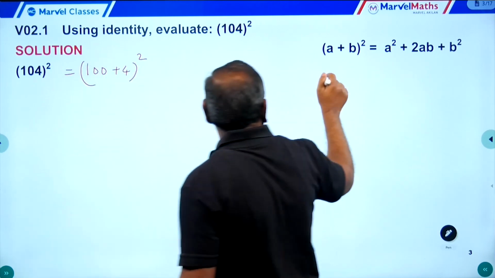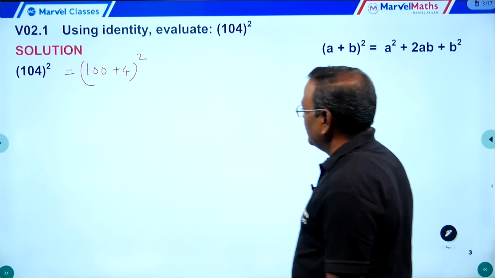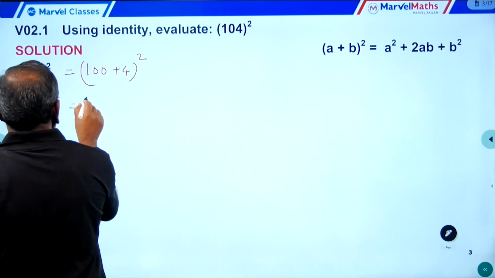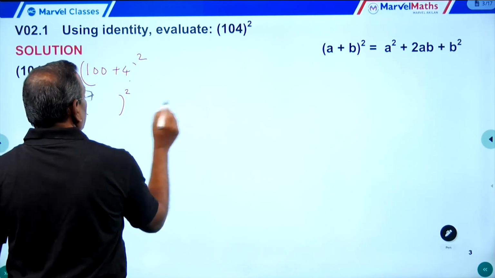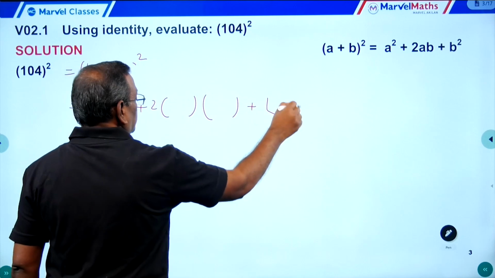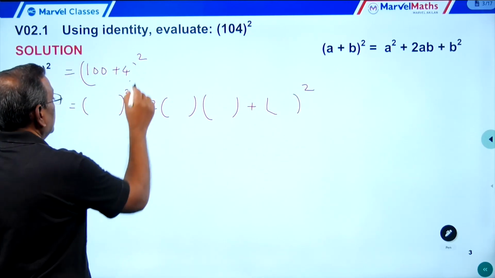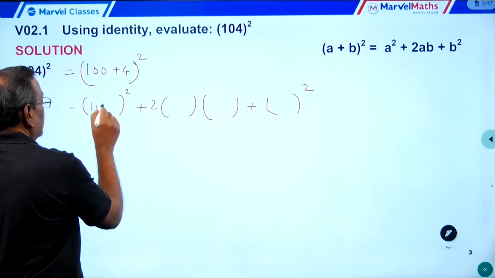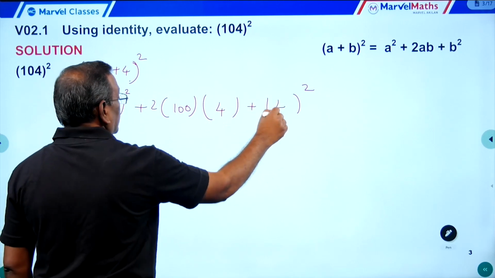So this is similar to (a plus b) whole square equal to a square plus 2ab plus b square. Again write the same empty bracket method: a square plus 2ab plus b square. Clear? What is a here? Here a is 100 and b is 4.